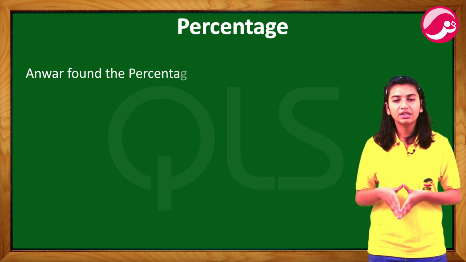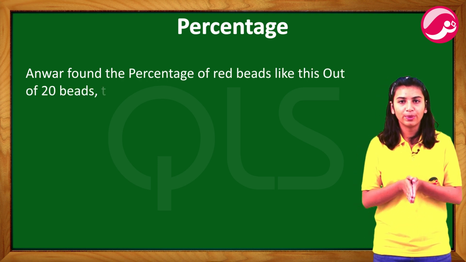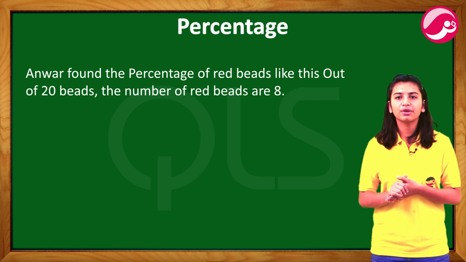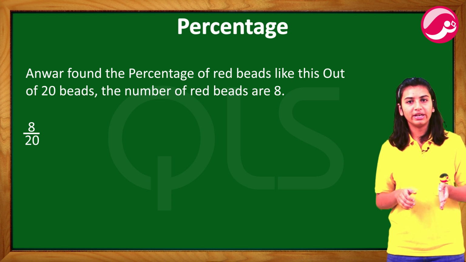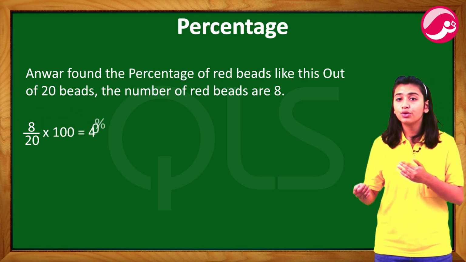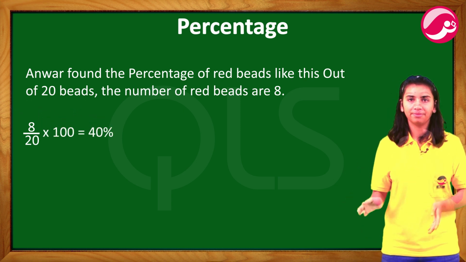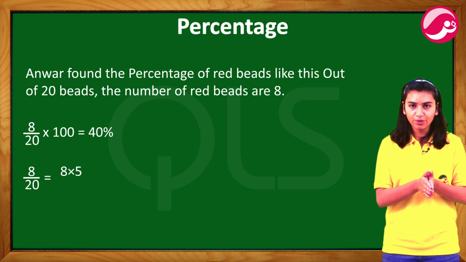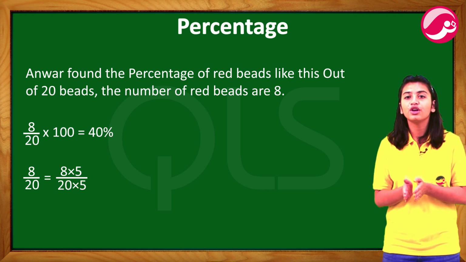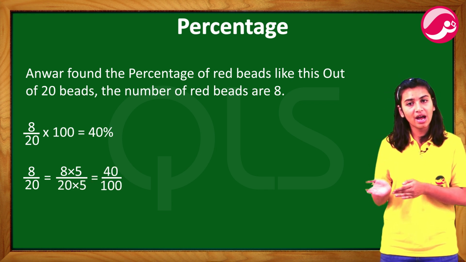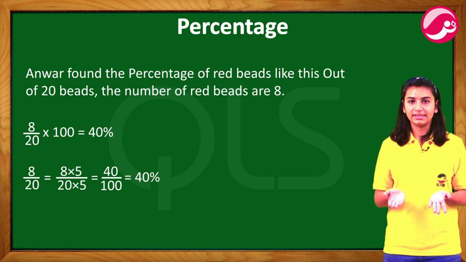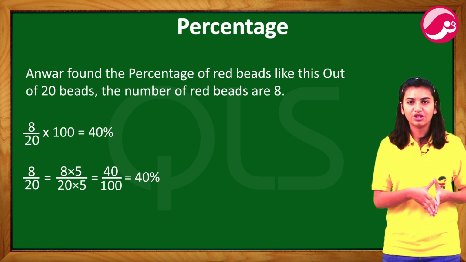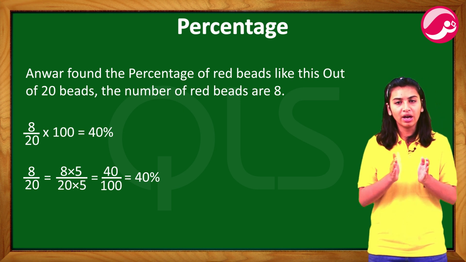Anwar found the percentage of red beads like this: out of 20, the number of red beads is 8. Hence, out of 100, the number of red beads is 8 upon 20 into 100, so it will be 40%. Asha does it like this: 8 upon 20 is equal to 8 into 5 upon 20 into 5, which is equal to 40 upon 100, which is equal to 40%. We see that these three methods can be used to find the percentage when the total does not add up to 100.